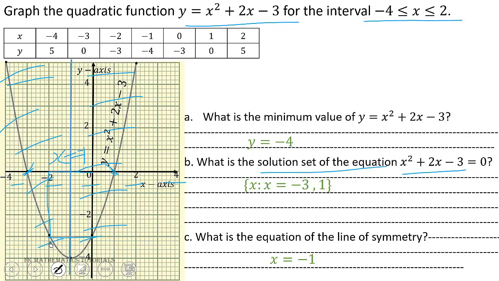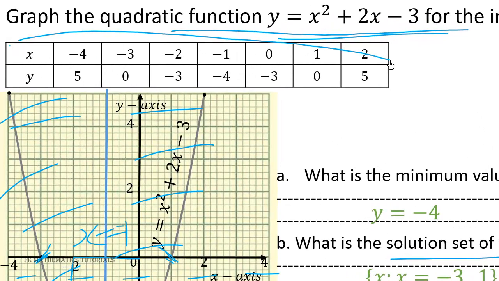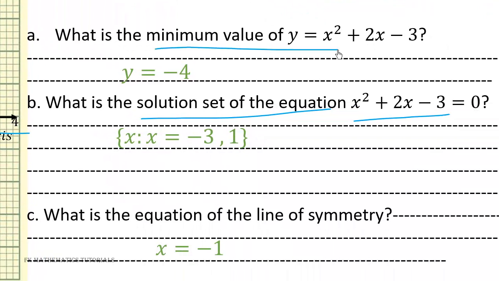So what did you learn in this video? We've learned how to graph a quadratic function for given intervals, and we've seen how you could also form a table of values. Then we also saw how we can find the minimum value from the graph of this function. Then we also saw what the solution set is, and we also looked at what the equation of the line of symmetry is.